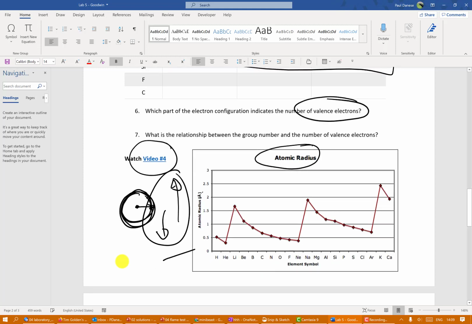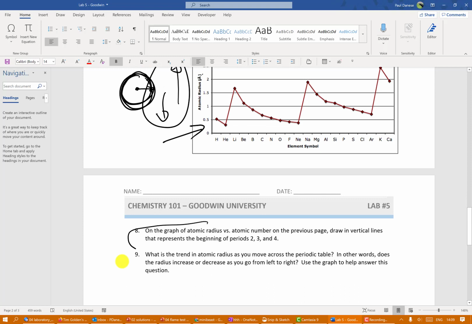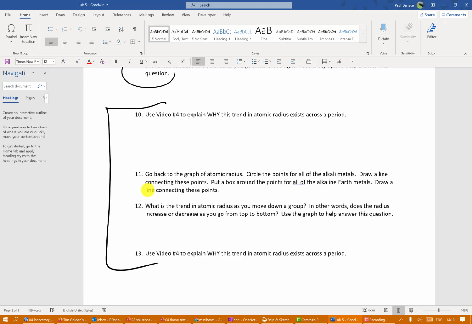Then there's this weird chart, which you're going to have to answer some questions about, maybe. Here they are, atomic radius versus atomic number. This is element symbol, but really it's atomic number on the x-axis. Then there are some questions, 8 and 9 here. Anything else? A bunch of other questions. Again, some of these I might remove because they may not be the best questions ever.